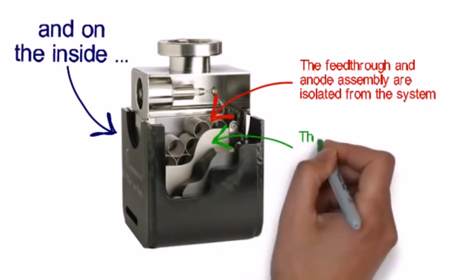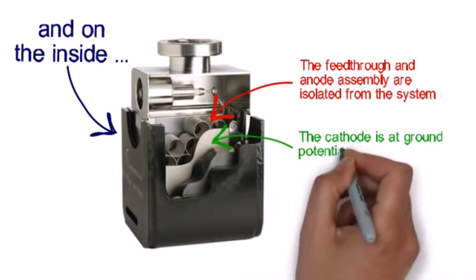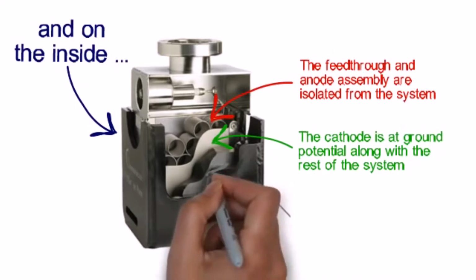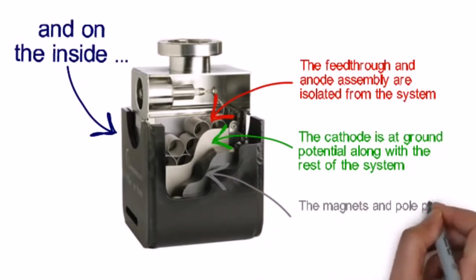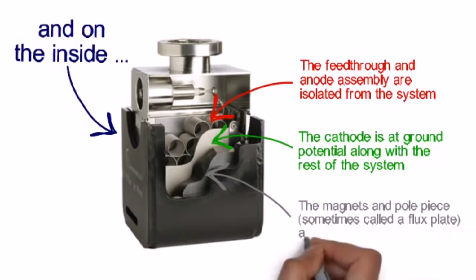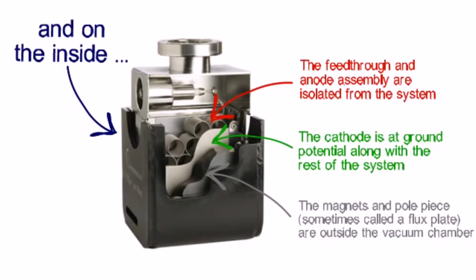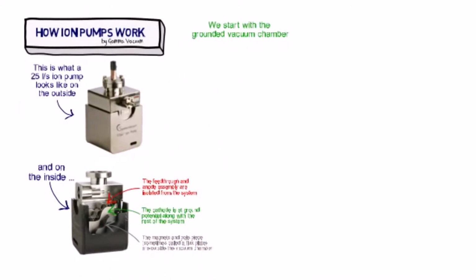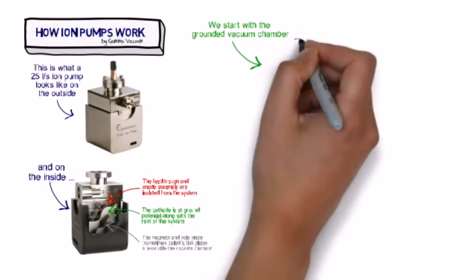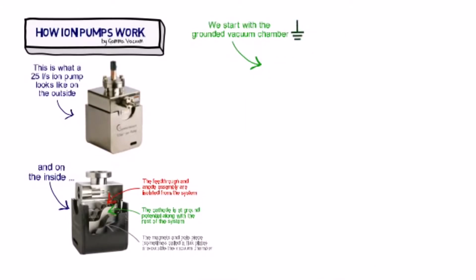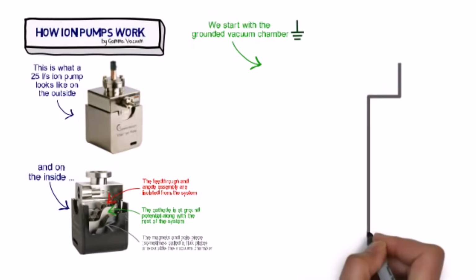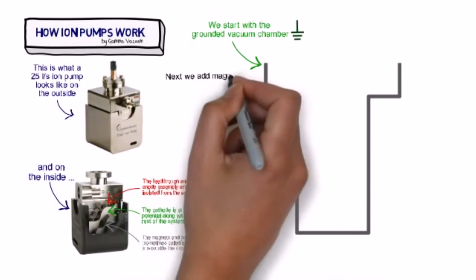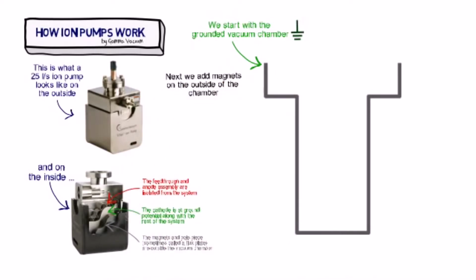The green part is the cathode, and it is at ground potential along with the rest of the system. On the outside, two of those are magnets and pole pieces, sometimes called flux plates, that are on the outside of the vacuum chamber. Looking at the side view, we start off with the grounded vacuum chamber. So this would be your stainless steel wall, isolating atmosphere from the vacuum inside. On the outside of the chamber, we are going to add very strong ferrite magnets.